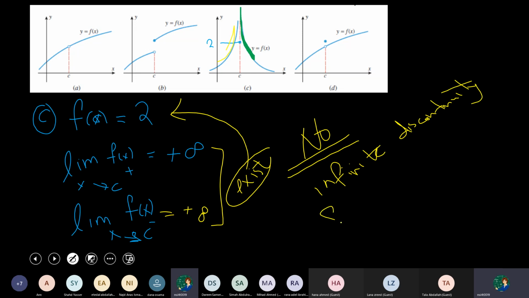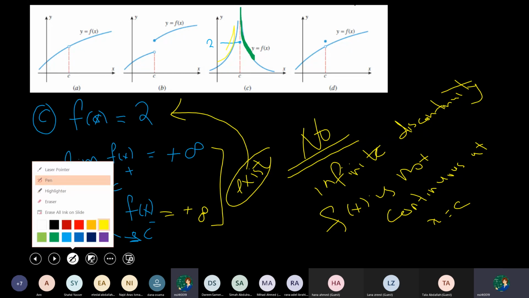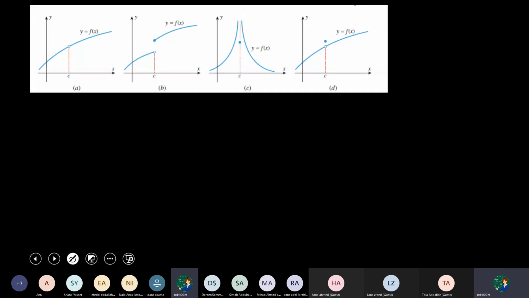And also, I can say now the function f of x is not continuous at x equal c. Is it clear now? Yes, teacher. Fine.